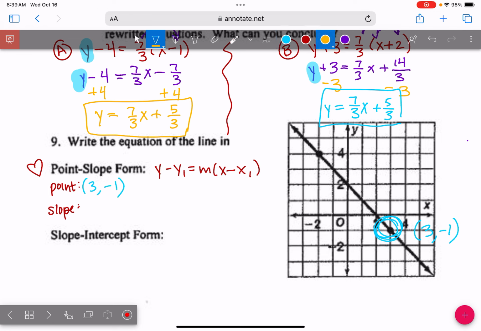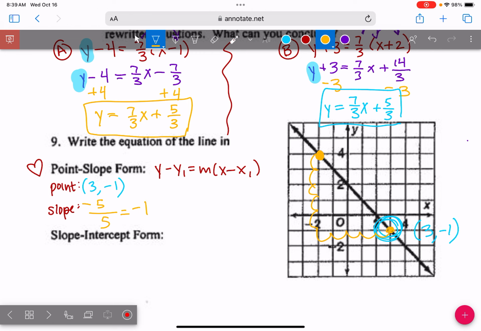And then my slope we talked about earlier. The slope is found from my rise over run from this point to that point. So I'm going to go down this time, so I know it's a negative. I'm going down 1, 2, 3, 4, 5. And then I'm going over 1, 2, 3, 4, 5, over 5. So I have -5 over 5. That simplifies to a -1.